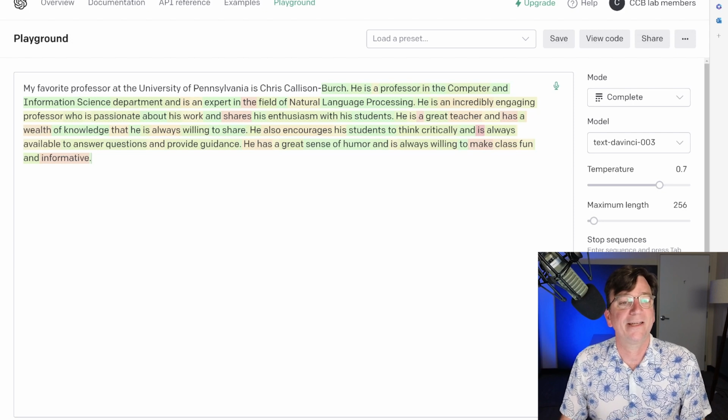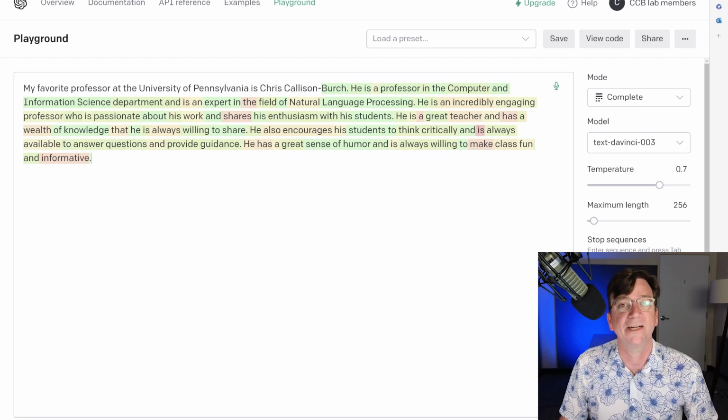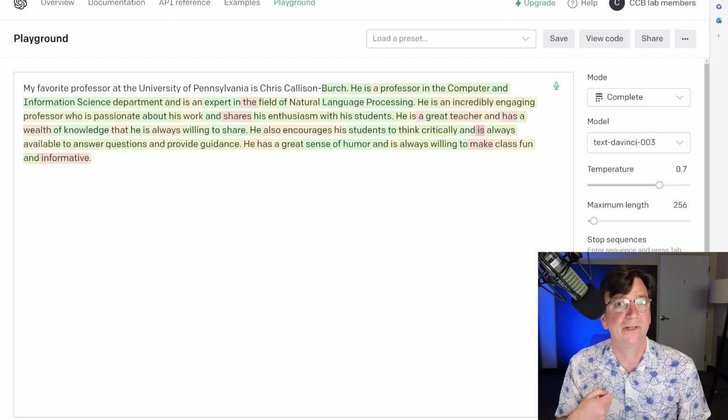And the fact that it's learned to associate words and concepts with my name and with the University of Pennsylvania is almost miraculous in my mind. Like the fact that it's encoding any true facts about the world is just flabbergasting. And that's in part due to the huge size of these models.